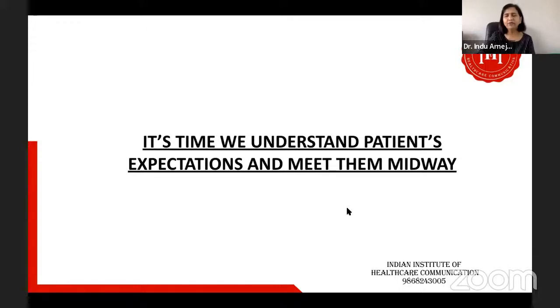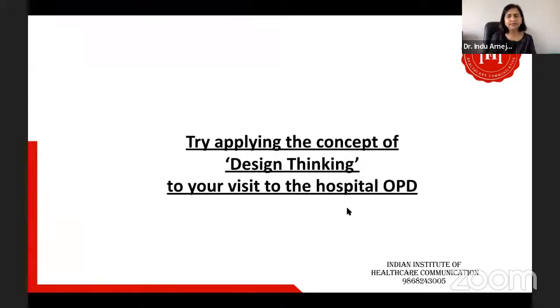So I think it's time we need to understand our patients' expectations and meet them midway. So one exercise that I will ask you to work on is to try applying the concept of design thinking to the visit that you did to your hospital immediately. Try applying this. Can I say something? Please, go ahead.